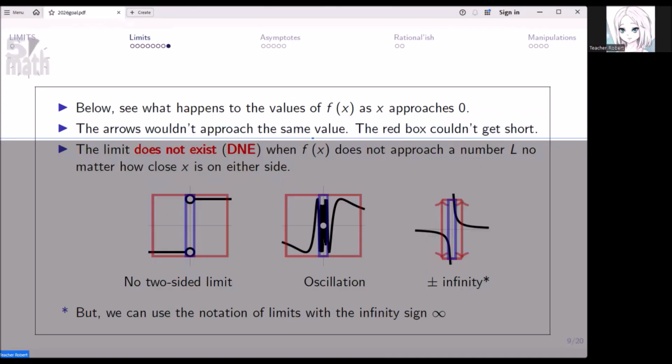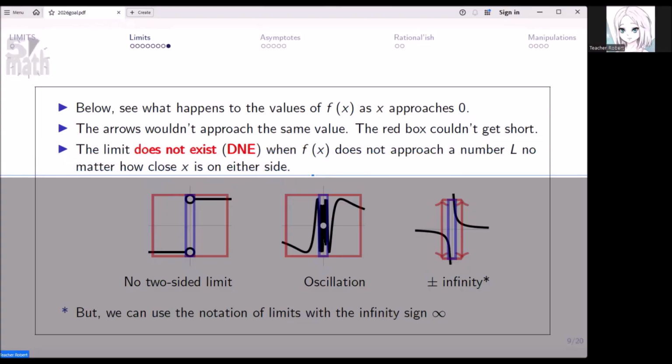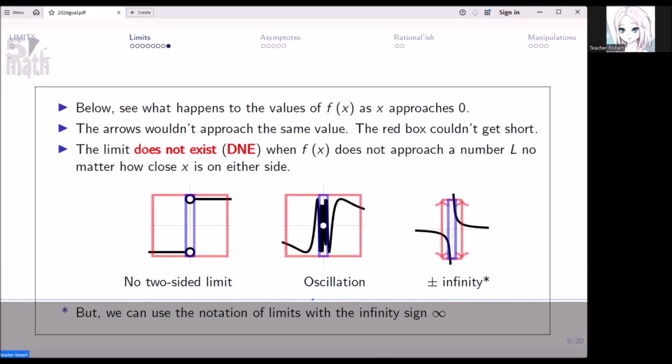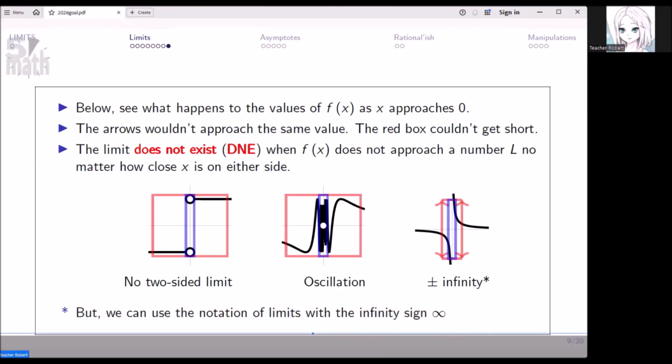The arrows wouldn't approach the same value. The red box couldn't get short. The limit does not exist when f of x does not approach a number L, no matter how close x is on either side. No two-sided limit, oscillation, and plus and minus infinity. But we can use the notation of limits with the infinity sign.